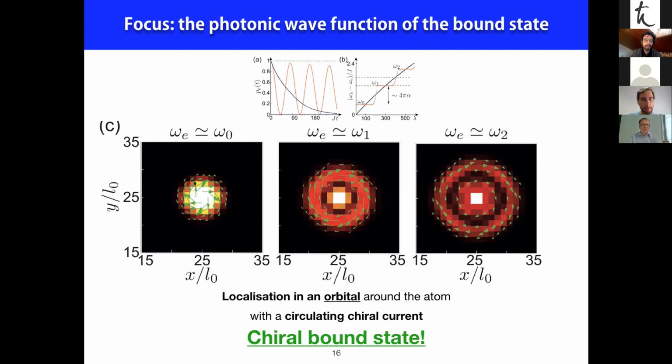One can see this chirality by calculating the photon current. And then you can understand that the photon is actually not at rest, but is circulating in a particular direction. So this is a chiral bound state, but not only chiral, it also breaks time reversal symmetry.